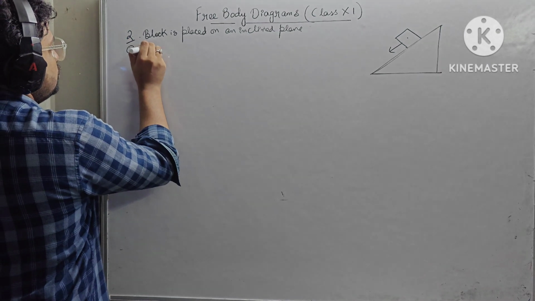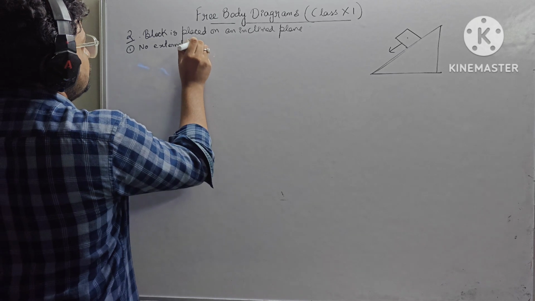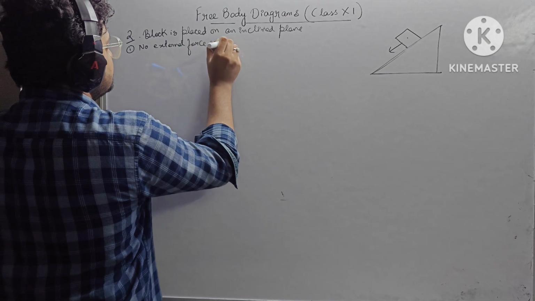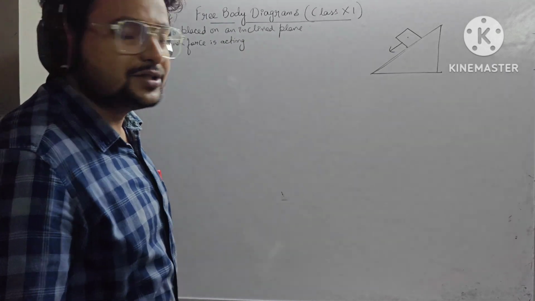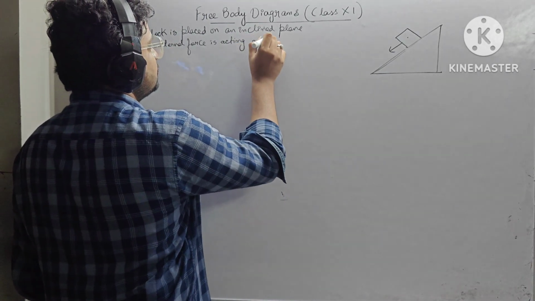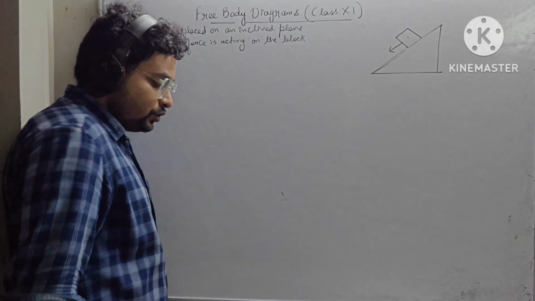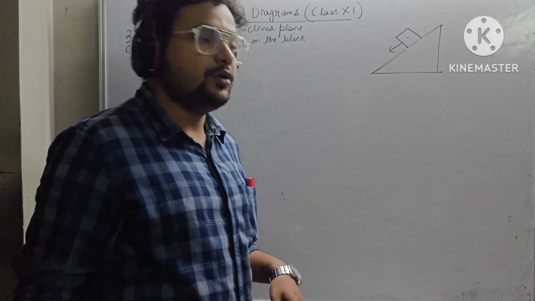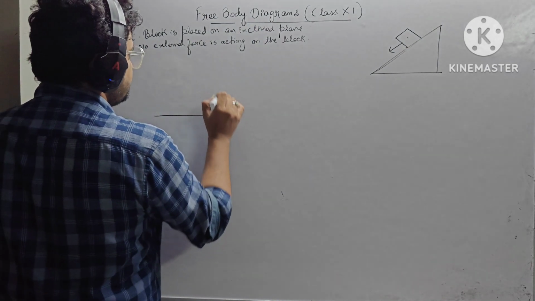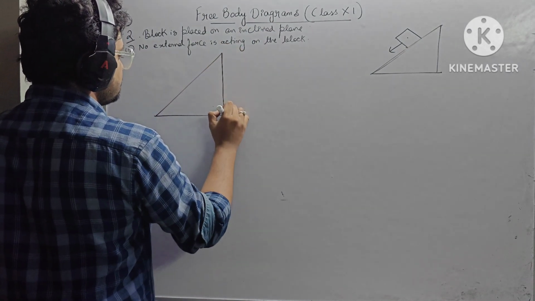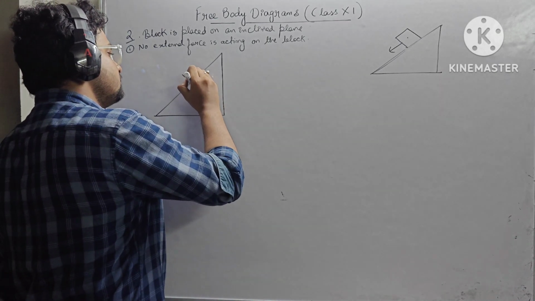Number one is if no external force is acting on the block. If no external force is acting on the block, in that case, how to solve this? So this is our inclined plane. This is the body.